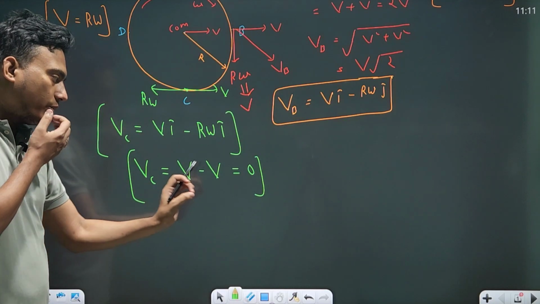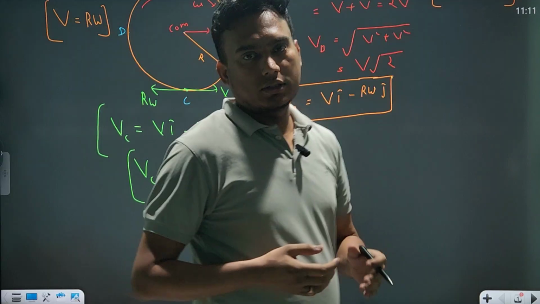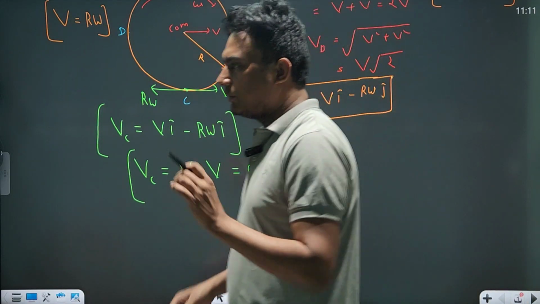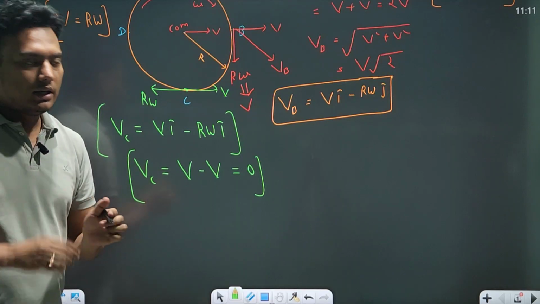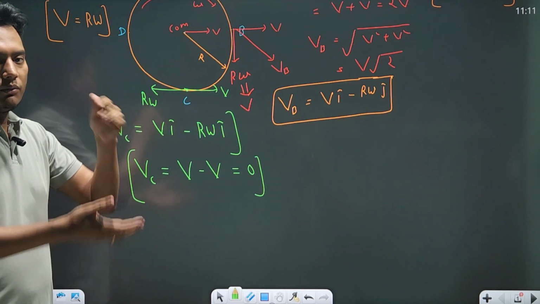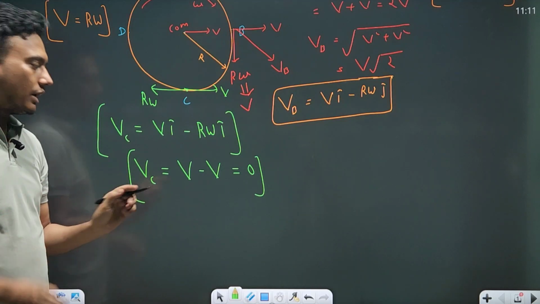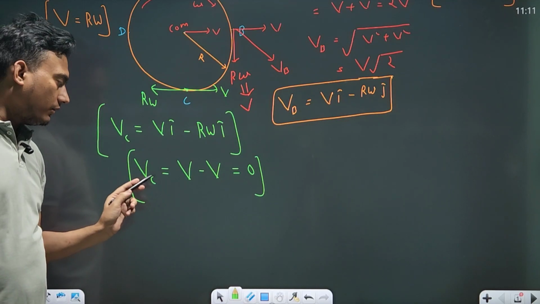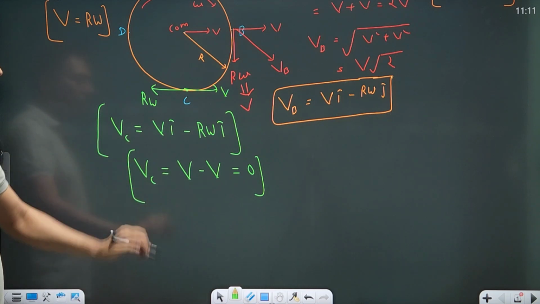My dear, this is a very important concept because at point C the relative motion should be 0. We already discussed this: point 1 for a wheel and point 2 for a platform, at the point of contact there is no relative motion. So the contact point of the wheel with the surface looks like a rest condition. Mathematically, Vc equals V minus V equals 0. Okay, so this is about point C.